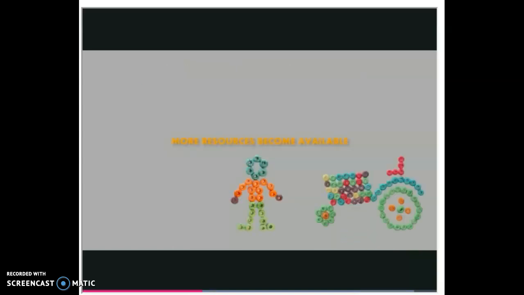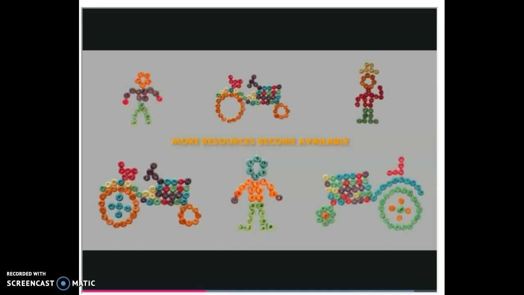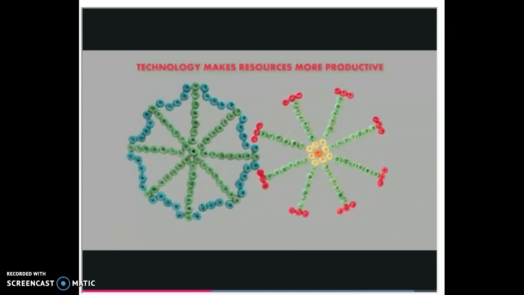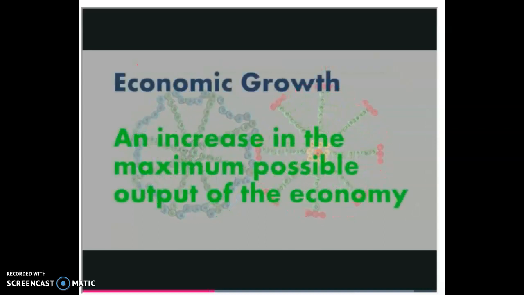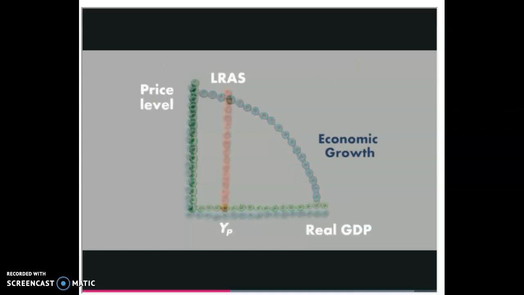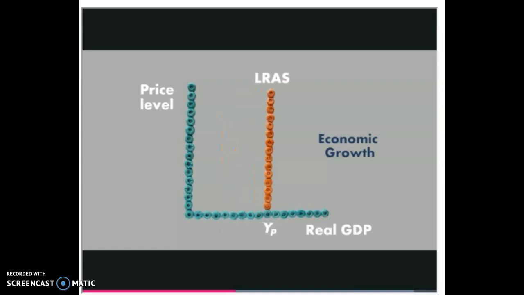If more resources such as capital or labor become available, or if an improvement in technology makes resources more productive, then the economy's maximum possible output increases. This economic growth shifts the production possibilities curve outward, and the economy enjoys a whole new set of possibilities on its expanded curve. At the same time, the economic growth shifts the long-run aggregate supply curve to the right, because the economy's potential output is now at a higher level.